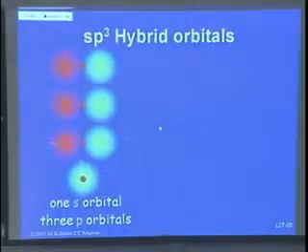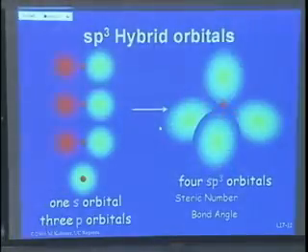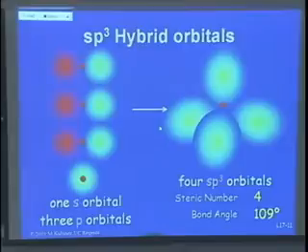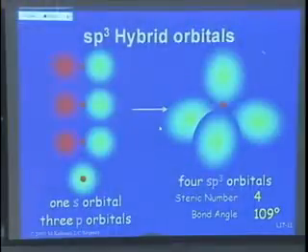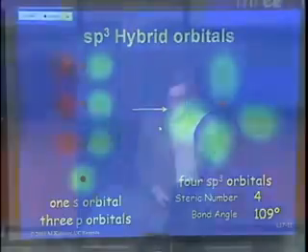Let's do that. 1 s and 1, 2, 3 p orbitals, and we get 4 orbitals, 1, 2, 3, 4, and that's how they look. With this, we get a steric number of 4 and a bond angle of 109 degrees. Okay, so the atom is ready for bonding. Now we can bond here, here, here, and here. That would be, for example, carbon in diamond.